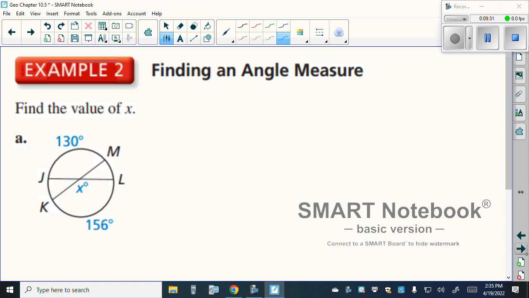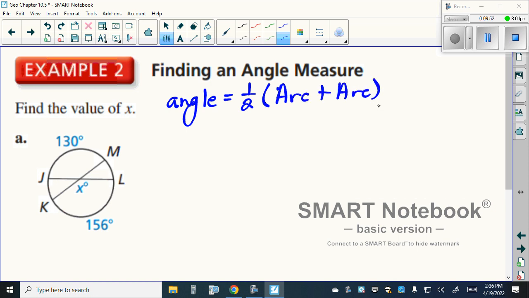So when we look at this first example, do the two lines intersect inside or outside of the circle? Inside. So our angle is going to equal 1/2 of the arc plus the arc. That is the formula that we're going to use.